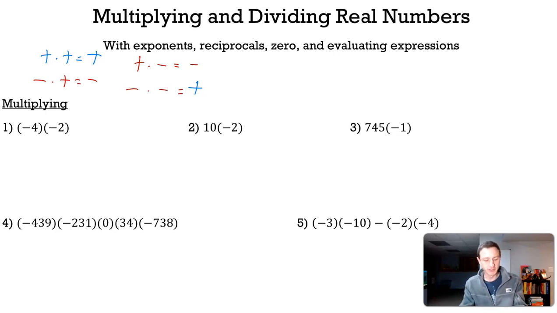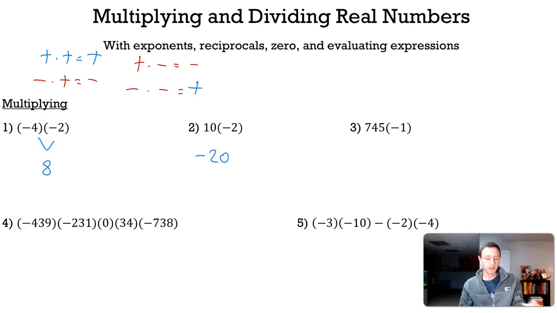So let's go through these examples. Negative 4 times negative 2. Negative times a negative is a positive. 4 times 2 is 8, so we get a positive 8. Positive times a negative, 10 times negative 2. Positive times a negative is negative. 10 times 2 is 20, so negative 20.